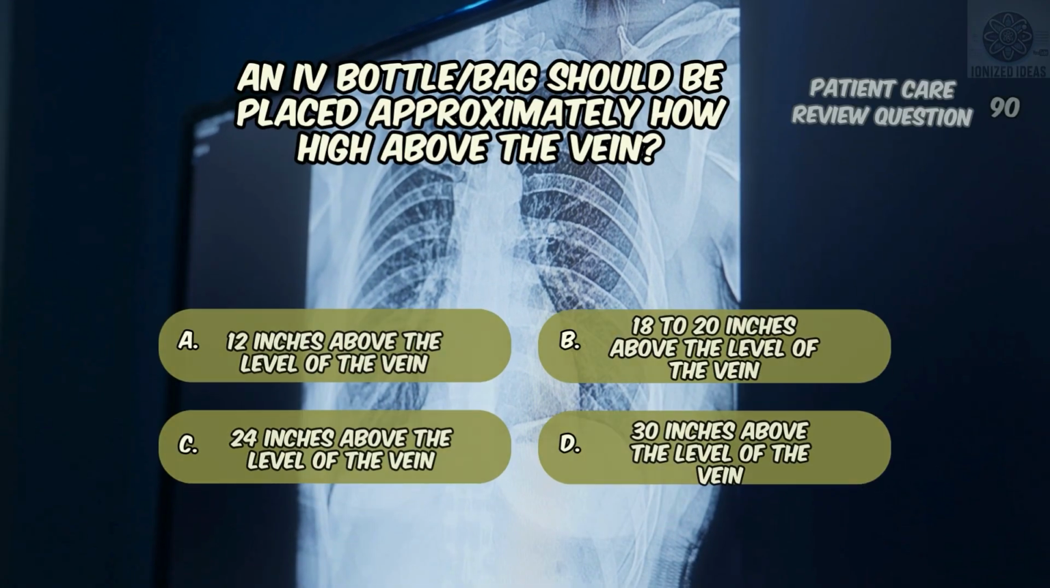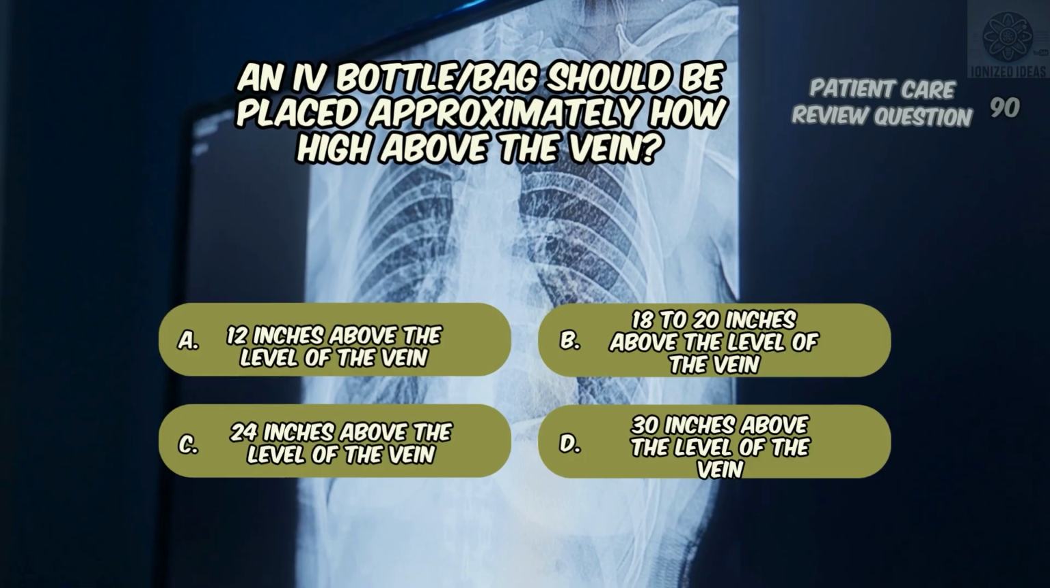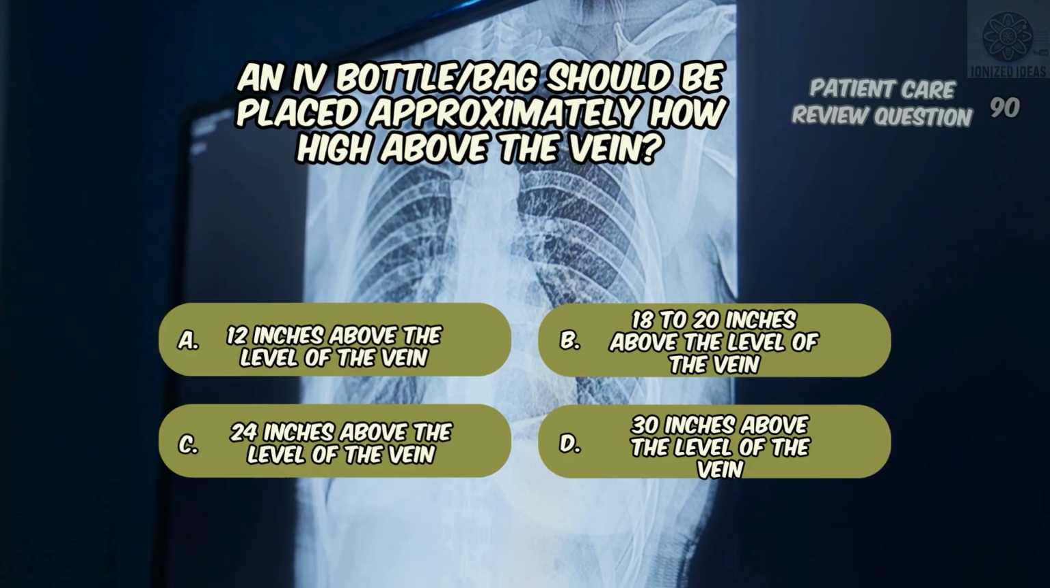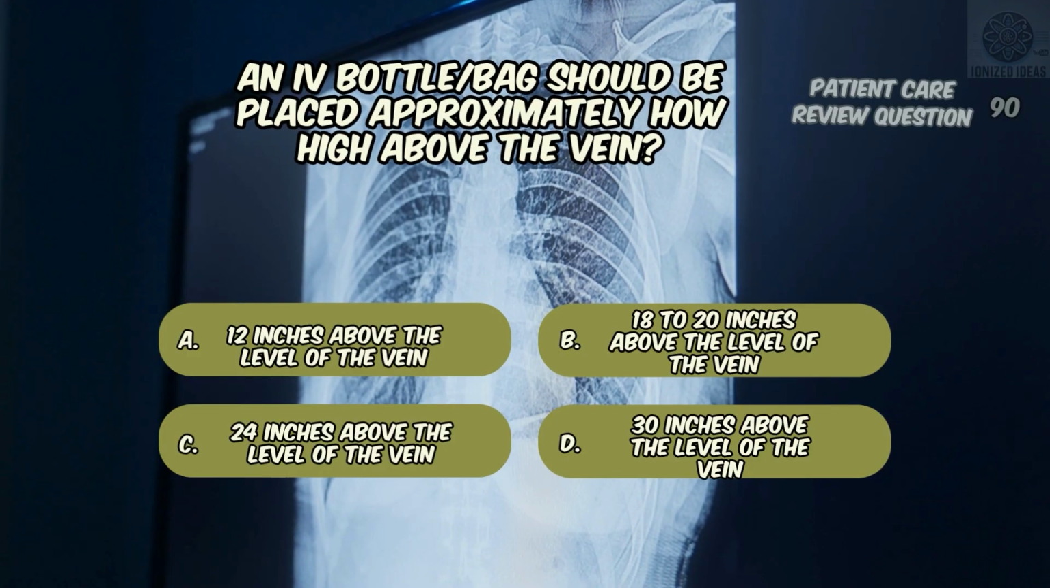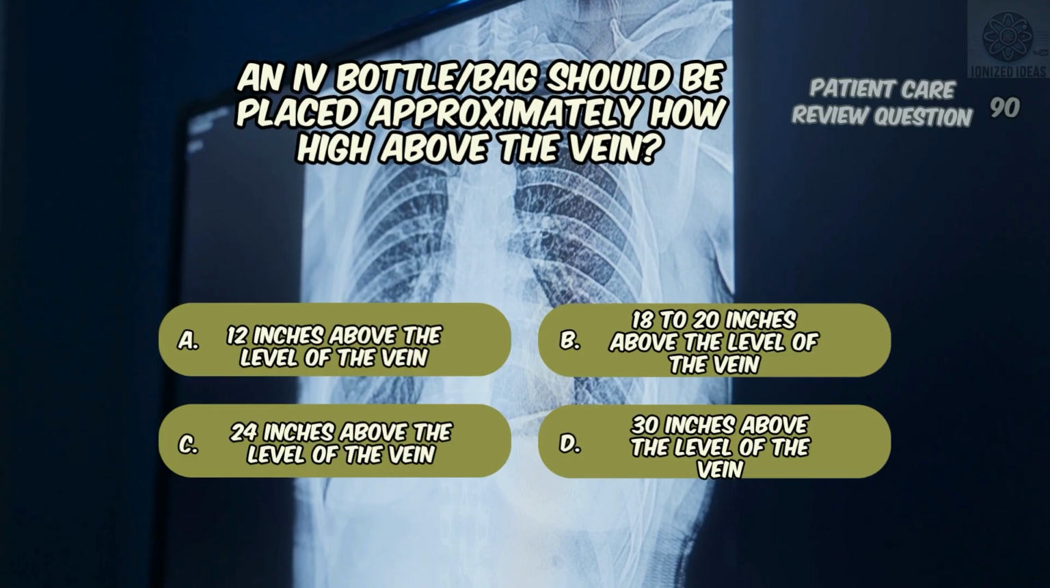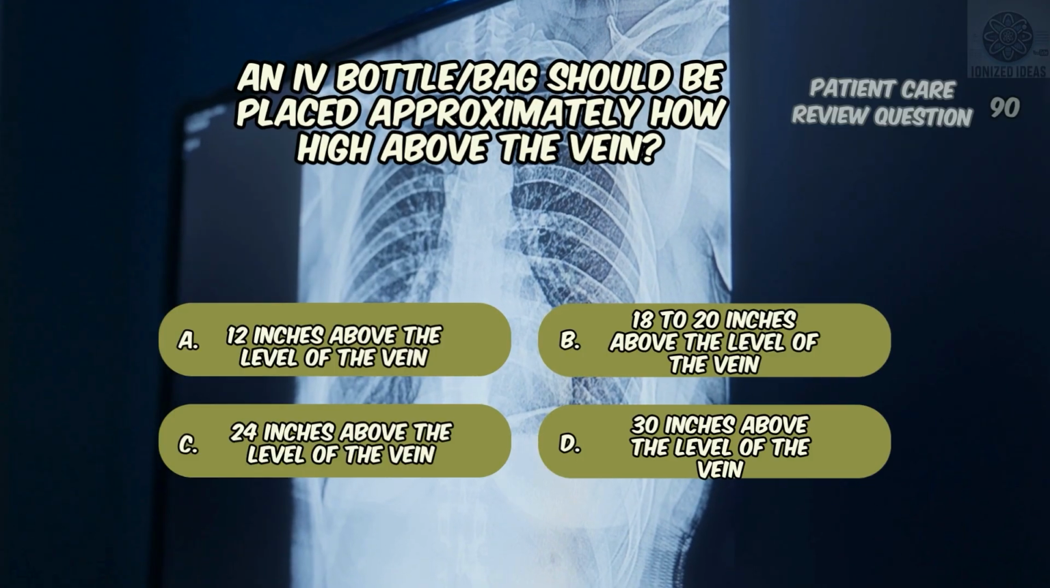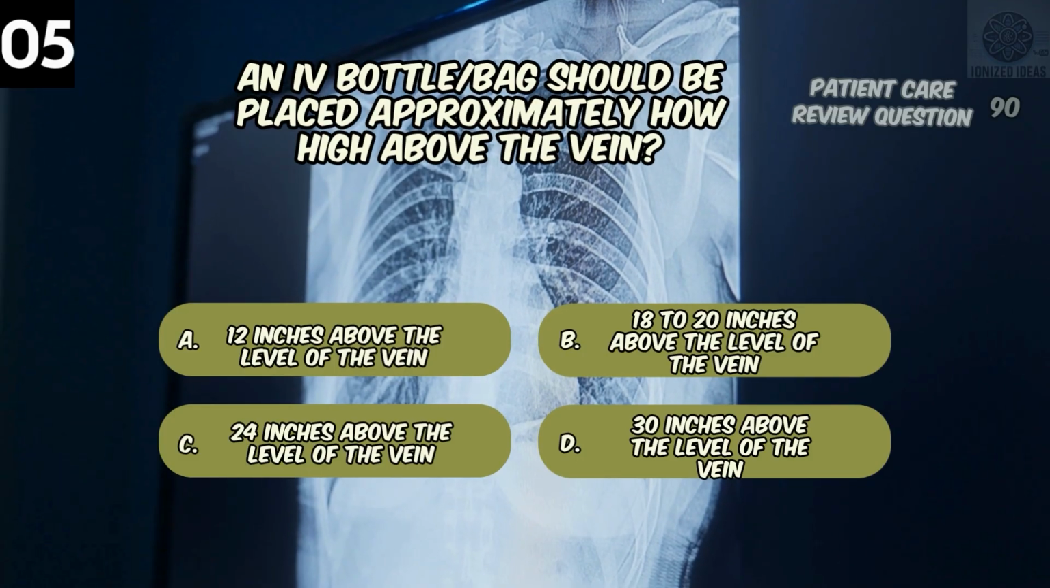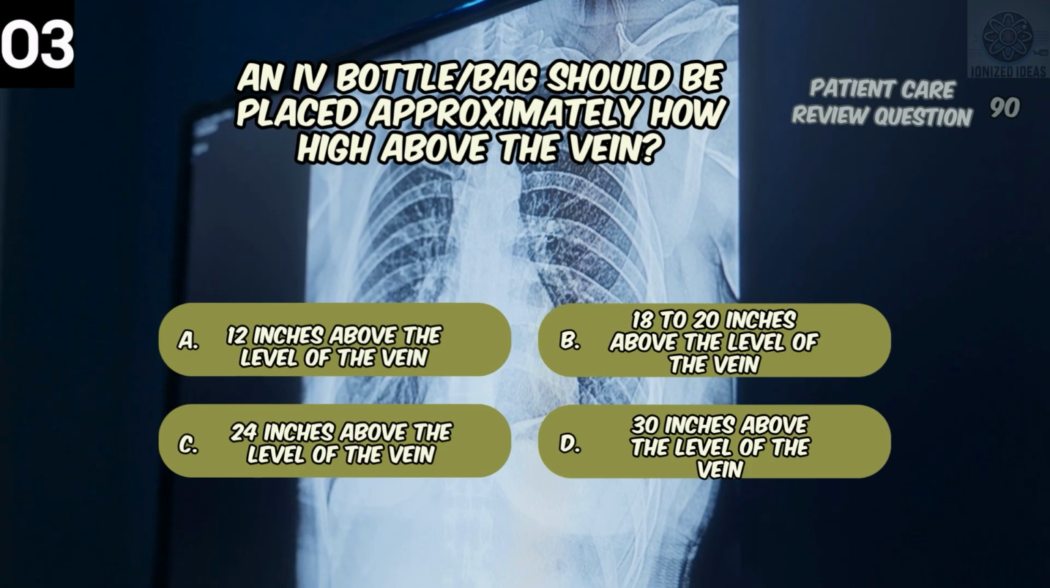An IV bottle or bag should be placed approximately how high above the vein? A. 12 inches above the level of the vein. B. 18 to 20 inches above the level of the vein. C. 24 inches above the level of the vein. D. 30 inches above the level of the vein.